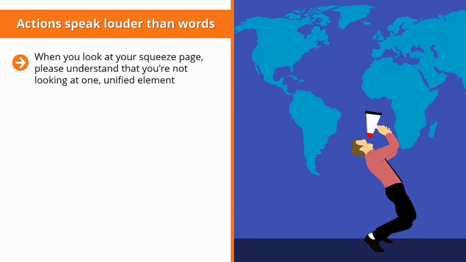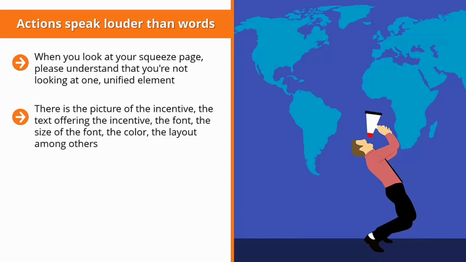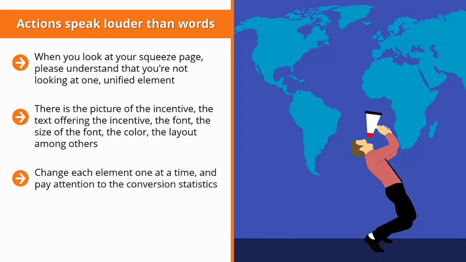When you look at your squeeze page, please understand that you're not looking at one unified element. The squeeze page is actually made up of many different parts. There is the picture of the incentive, the text offering the incentive, the font, the size of the font, the color, the layout, among others. There are many different elements that go into that page. Change each element one at a time and pay attention to the conversion statistics.